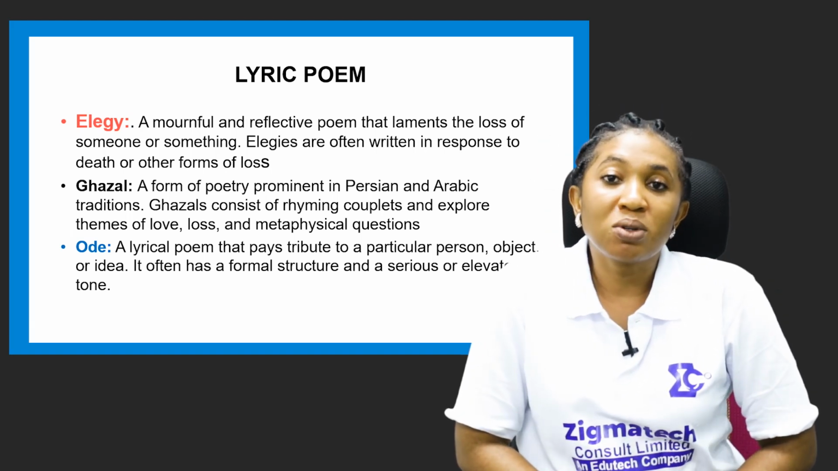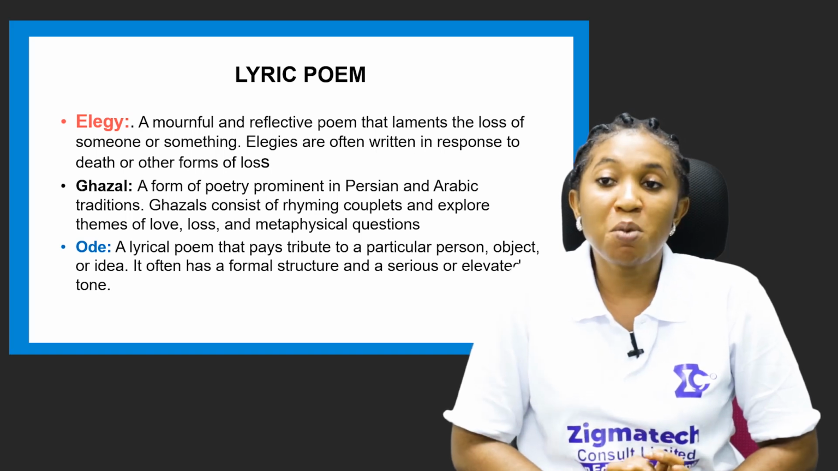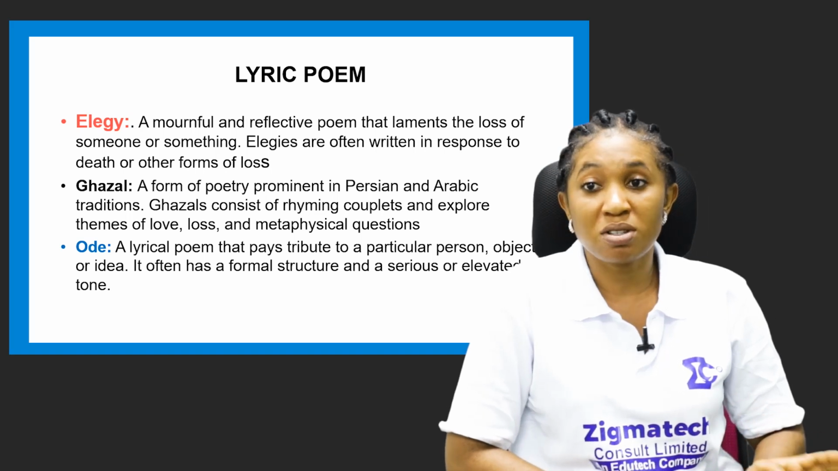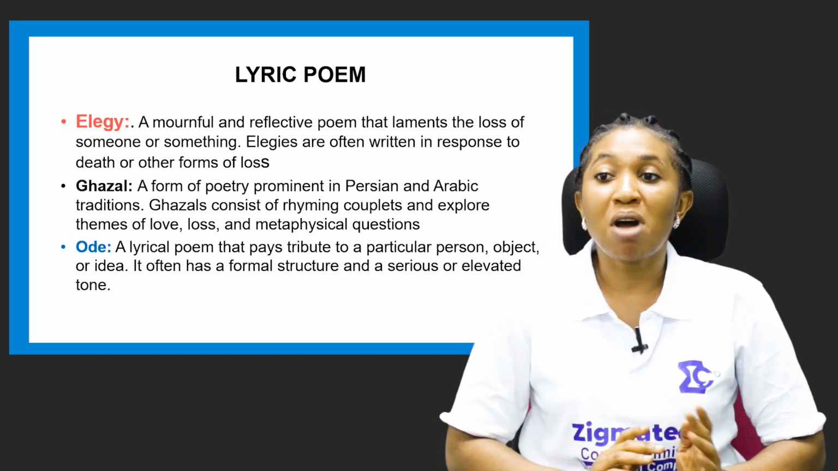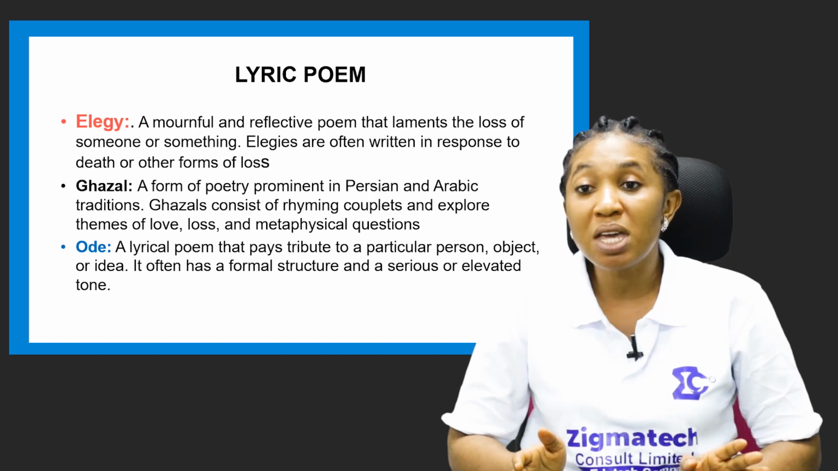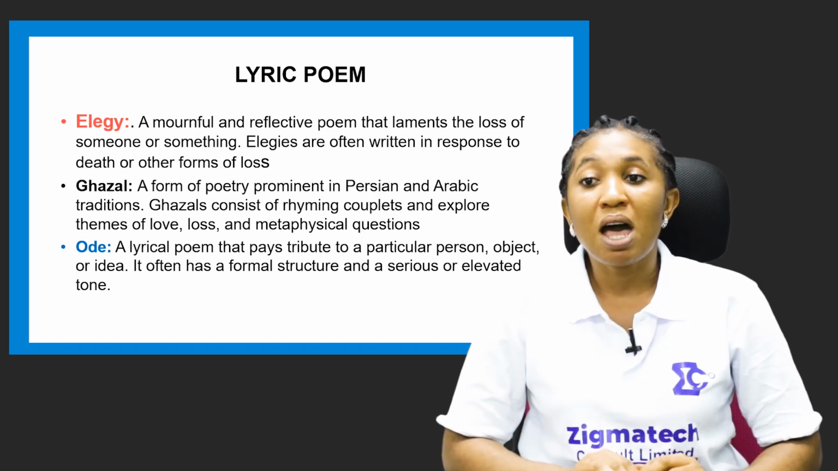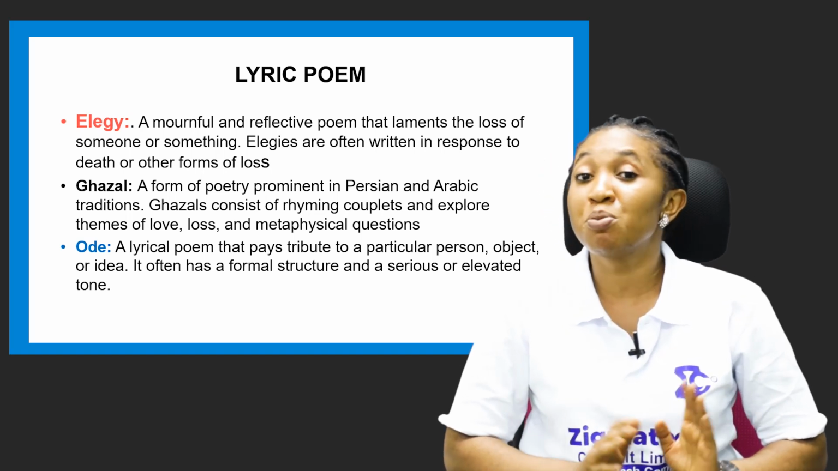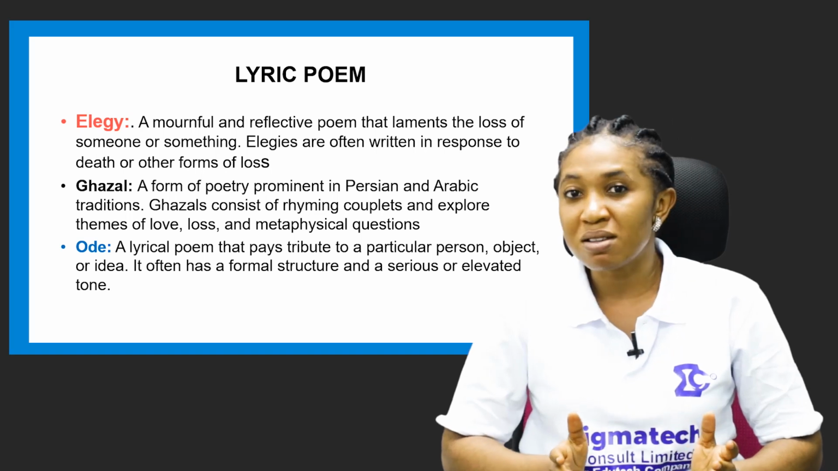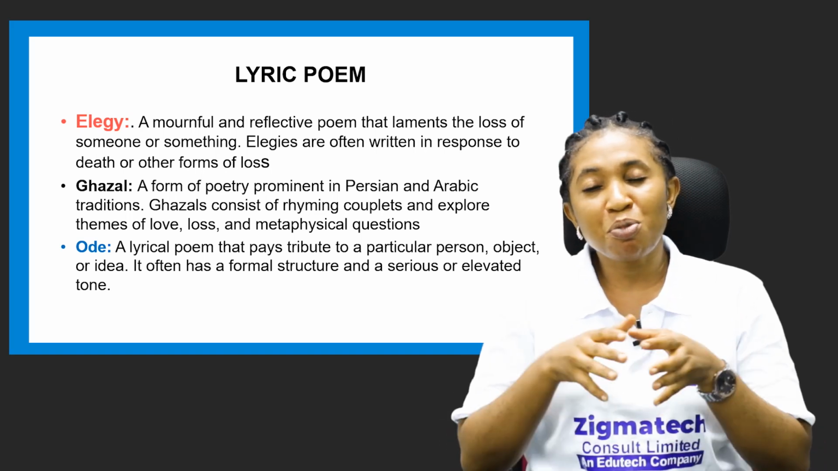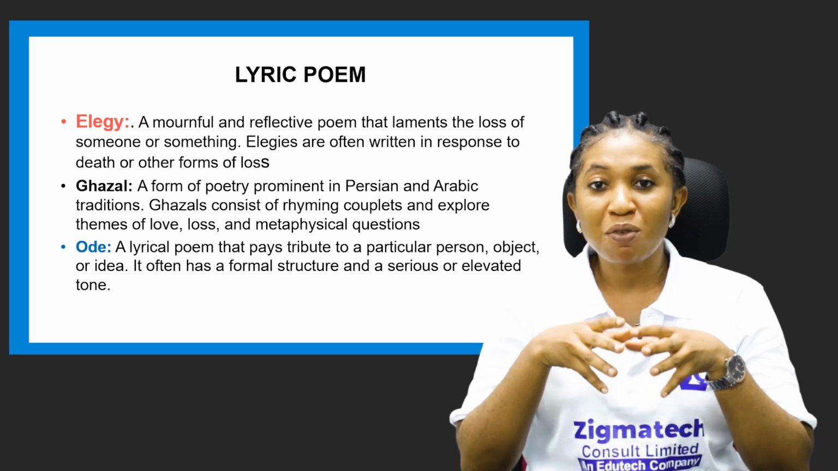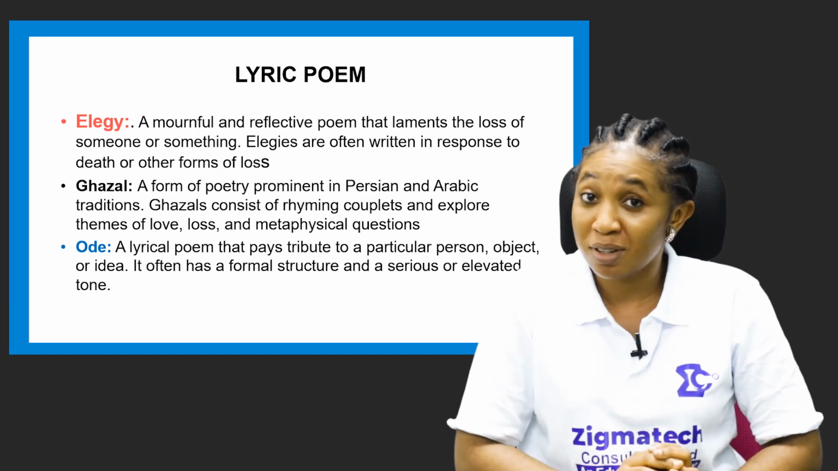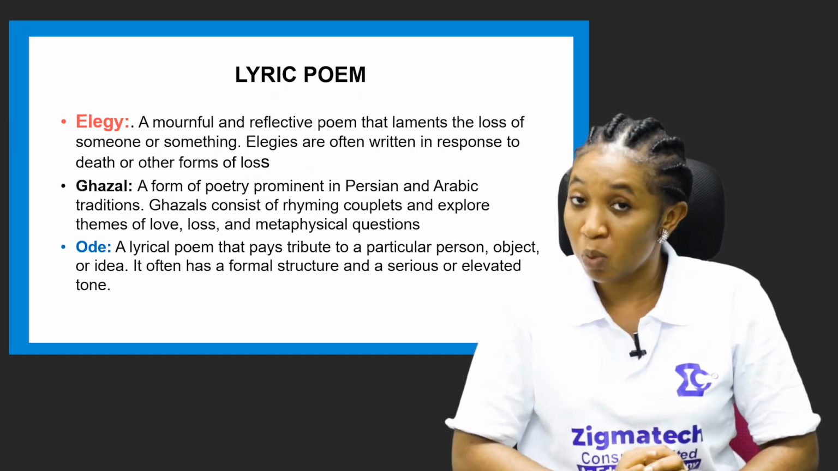We have another one called ghazal. This is a form of poetry prominent in Persian and Arabic traditions. Ghazals consist of rhyming couplets and they explore themes of love, loss, and metaphysical questions. When we talk about metaphysical questions, we are actually looking at some poems that talk about abstract ideas, poems that see life or nature through abstract things. Now that is going to be another topic for another day. So stay tuned and watch.